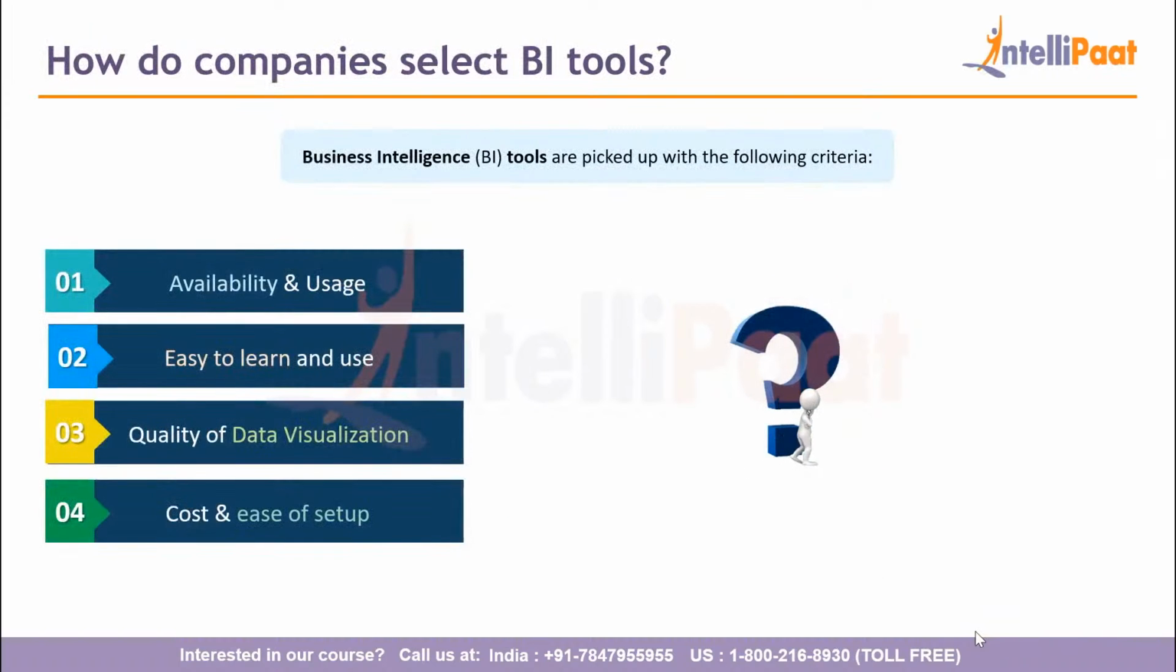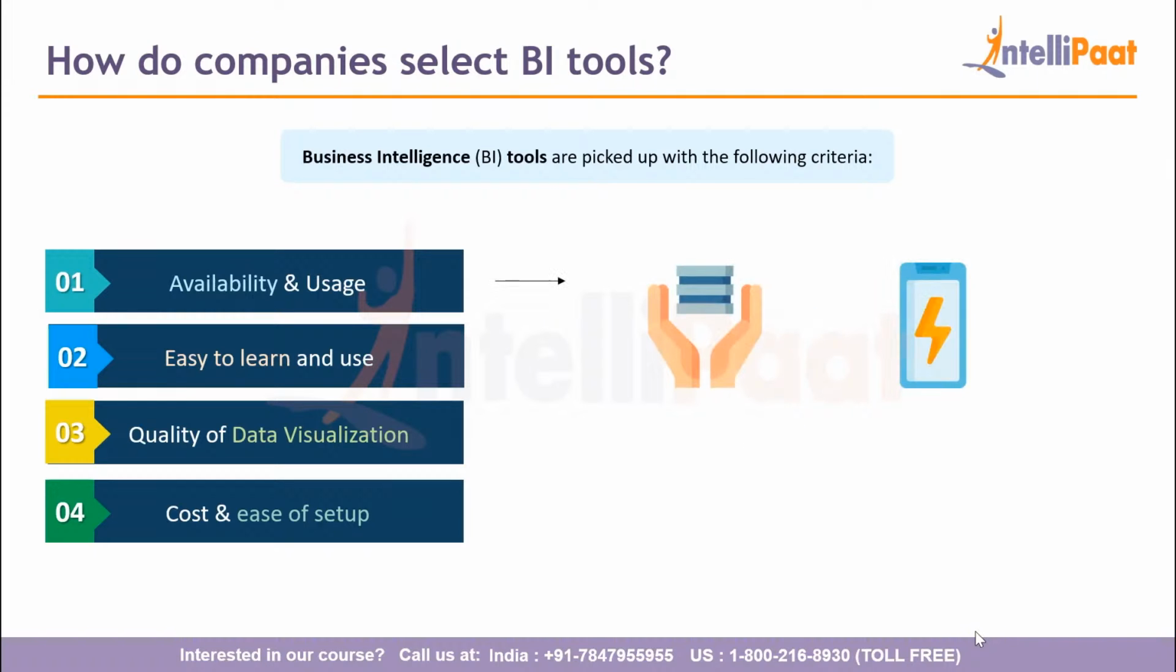Now, how do companies select BI tools? You must be wondering that now I know what BI is, but how do you select business intelligence tools for your company? Here are a few of the criteria on which you can decide. If any company is going for it, it will check for its availability and usage. Companies will check whether it is easily available or not, and whether it can be used for their business and is effective for them.